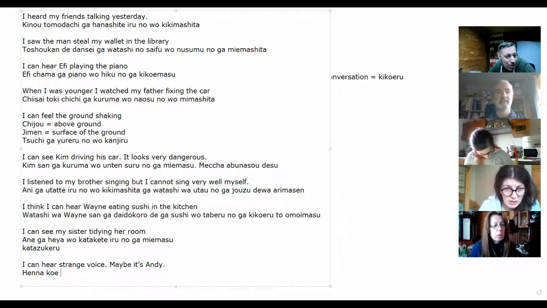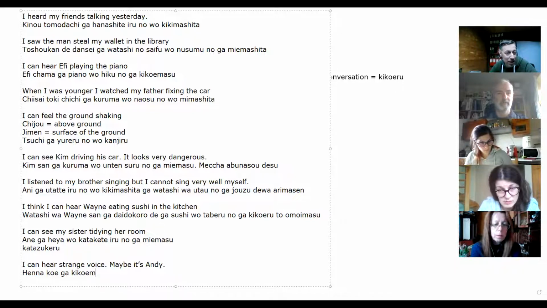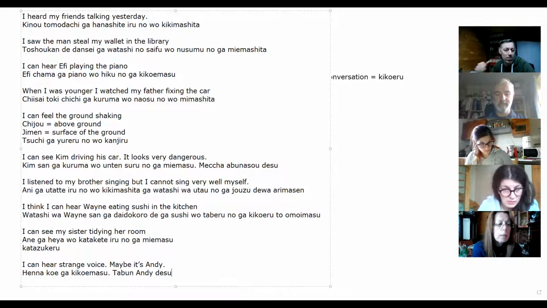This is actually a simpler sentence than the rest of them. It's just ga. Kikoemashita. And then kikoemasu. Yeah. Tabun Andy desu. Okay, exactly. Tabun Andy desu. Cool. Good. Well done, guys.